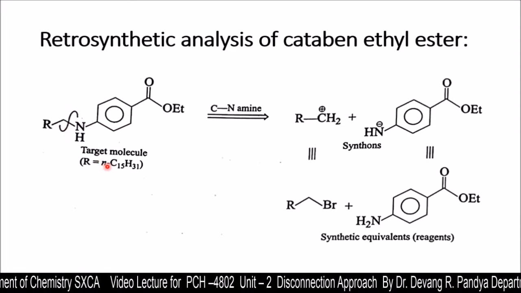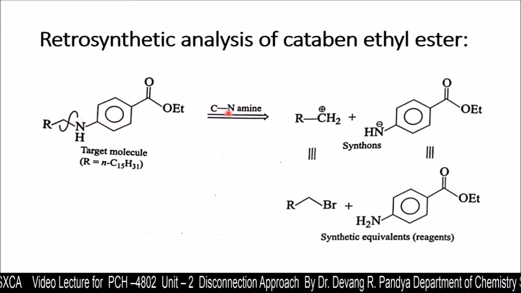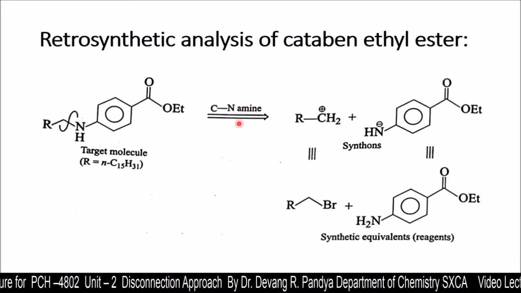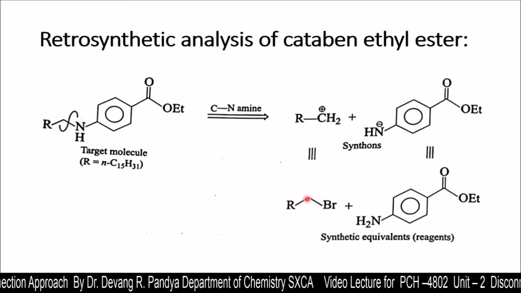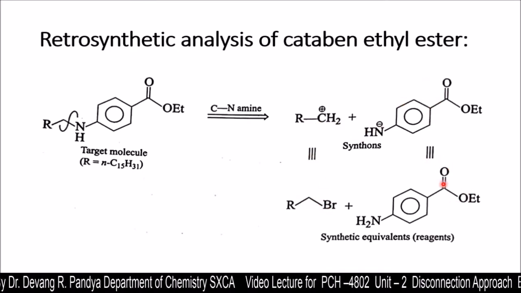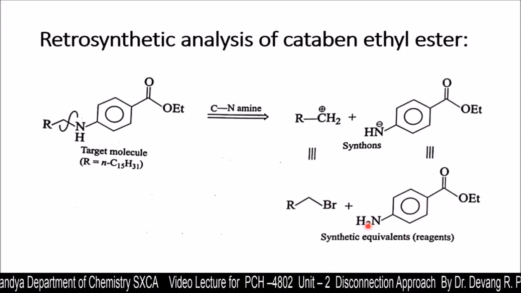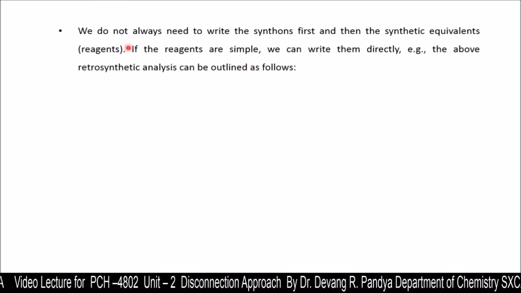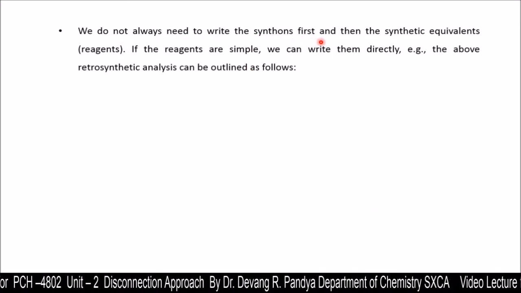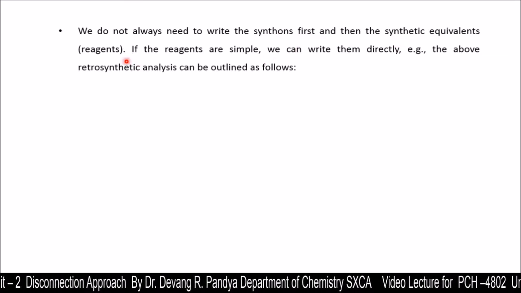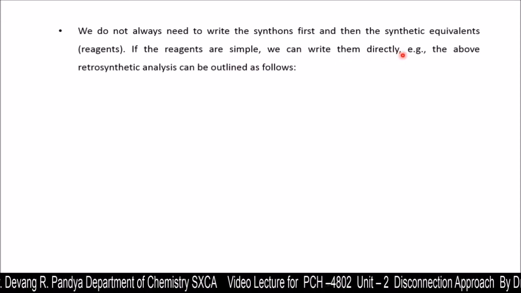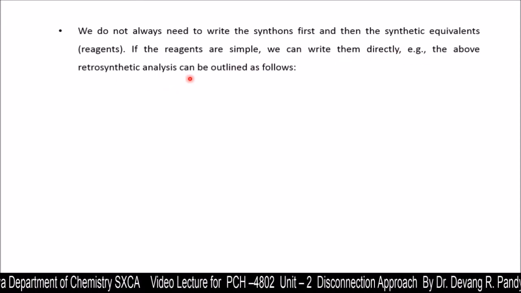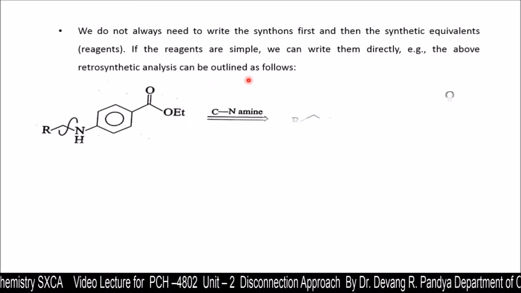This is our target molecule, and a carbon-nitrogen disconnection, that is an amine disconnection, would be there, and we are going to get this synthon. This synthon has a synthetic equivalent, that is a bromo derivative, and this can be converted into this derivative of amine. We do not always need to write the synthon first and then the synthetic equivalents or reagents. If the reagents are simple, we can write them directly as well. For example, the above retrosynthetic analysis can be outlined like this as well.